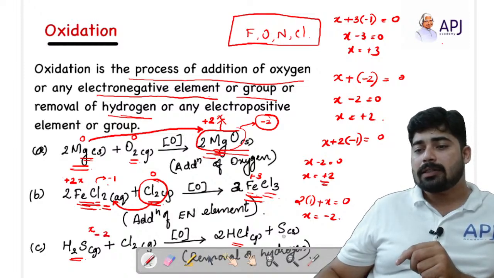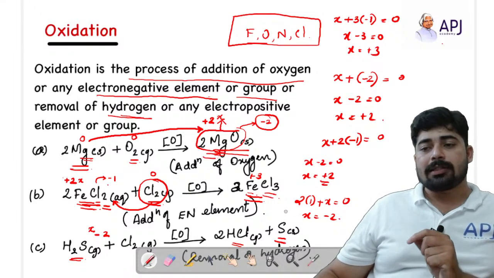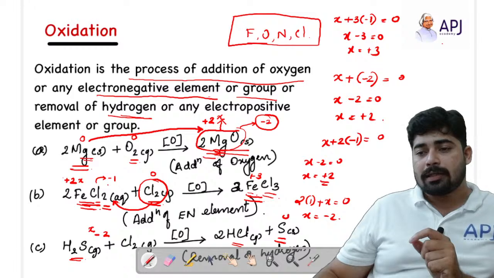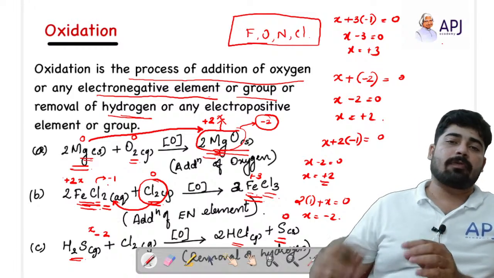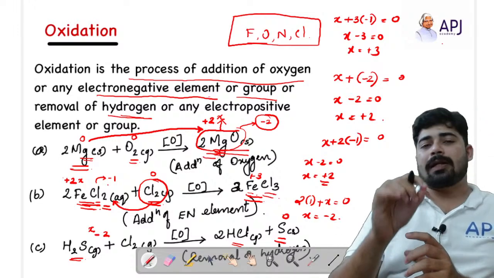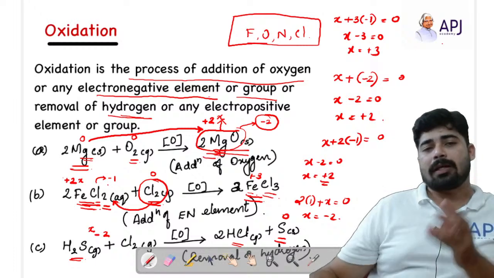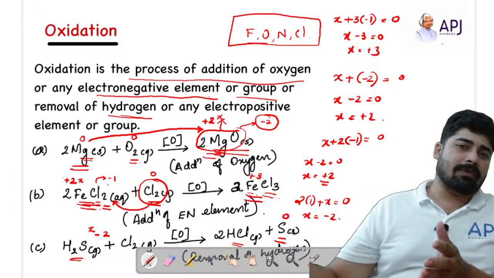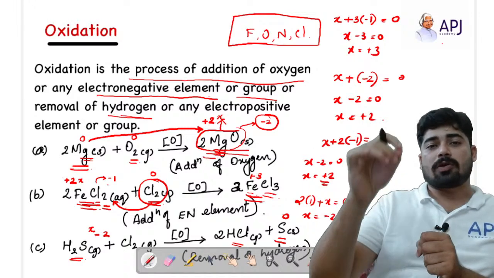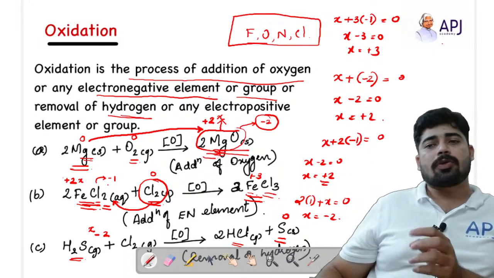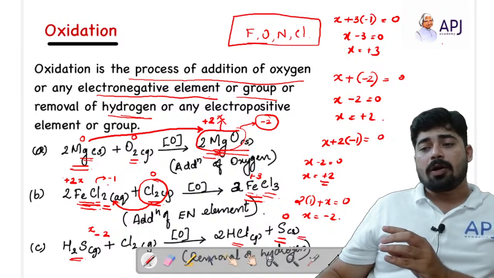So what is the oxidation state of sulfur on the product side? Since sulfur is standing alone, in elemental form, the oxidation state is 0. So from minus 2 to 0, what has happened? The oxidation state has increased from minus 2 to 0. Minus 2 is a smaller value, 0 is a bigger value. So from minus 2 to 0 means the oxidation number has increased. And if the oxidation number has increased, then that process is called oxidation.